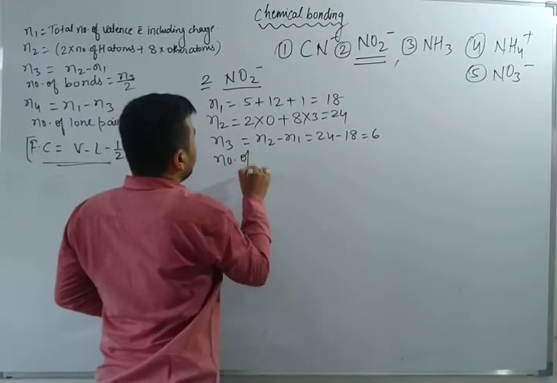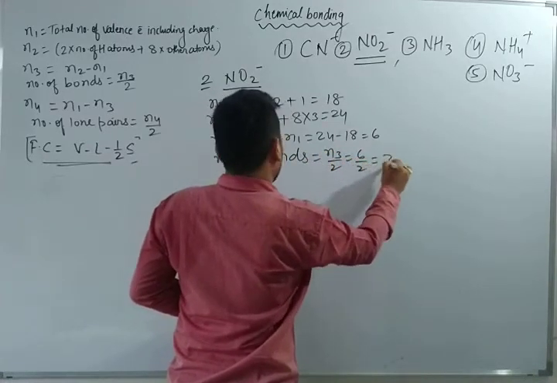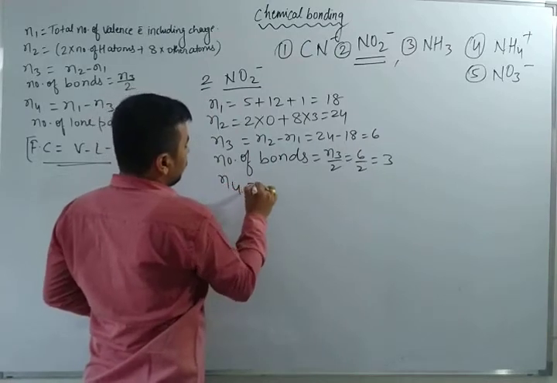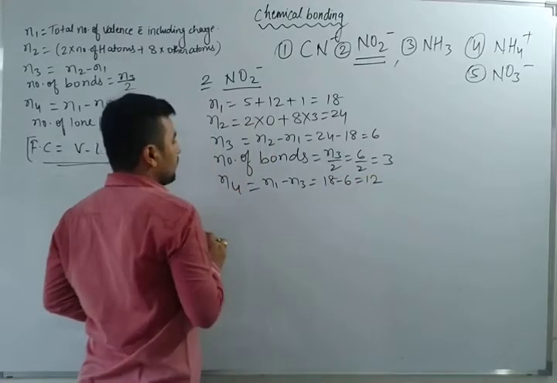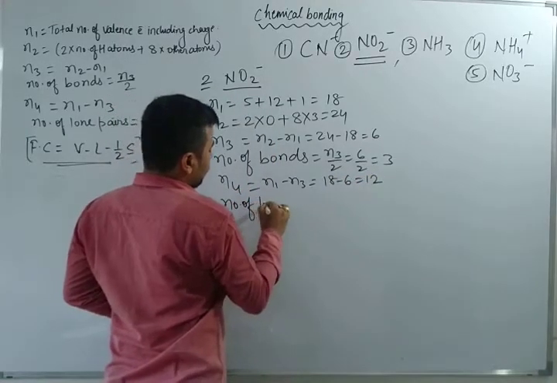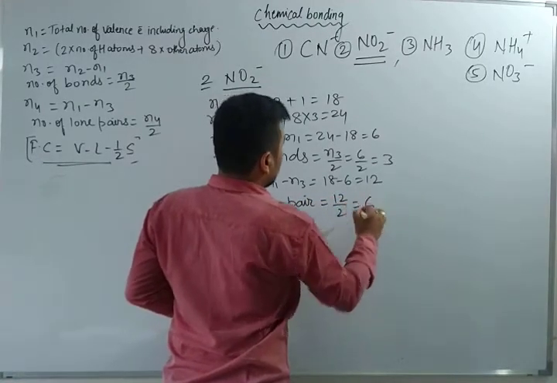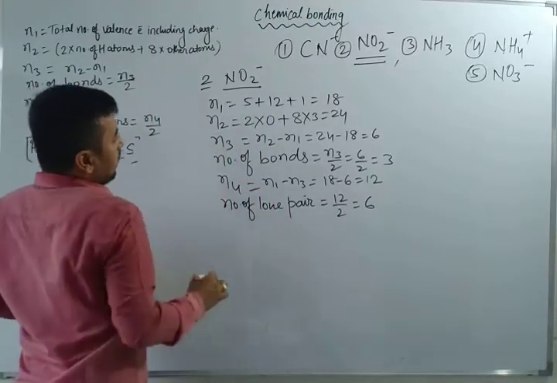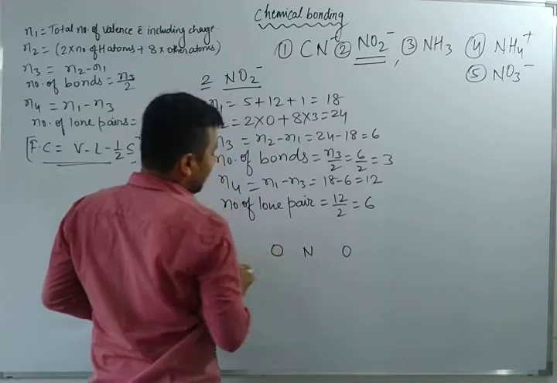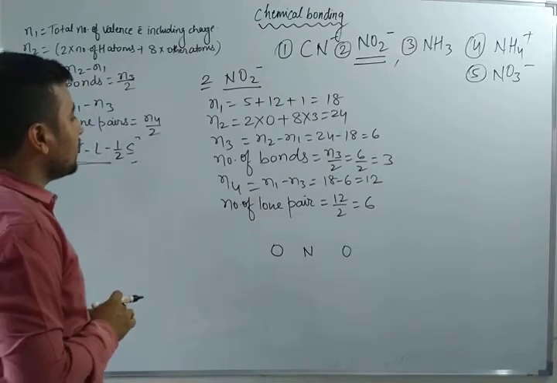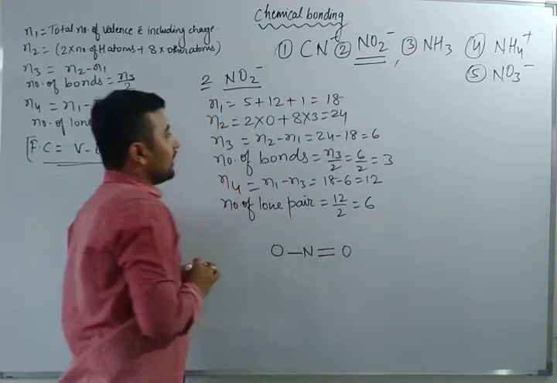Number of bonds, N3 by 2, that is equal to 6 by 2, is equal to 3. Right? N4, N1 minus N3, 18 minus 6, is equal to 12. So number of lone pairs, 12 upon 2, 6. Now you know very well here, NO2, nitrogen, oxygen, oxygen. How many bonds? Number of bonds will be 3. 1, 2, 3. Okay?